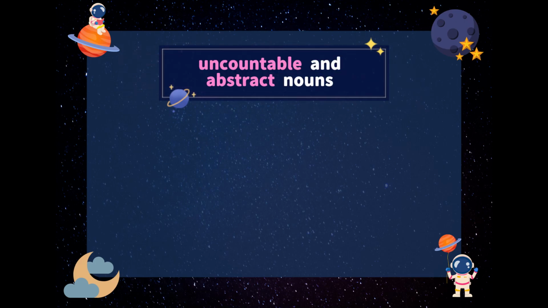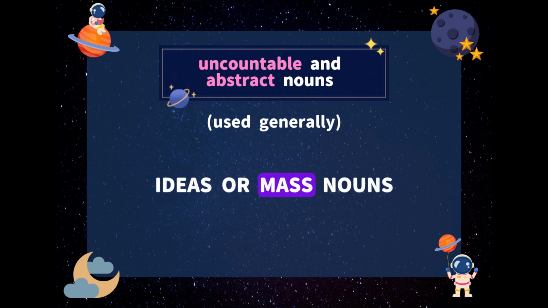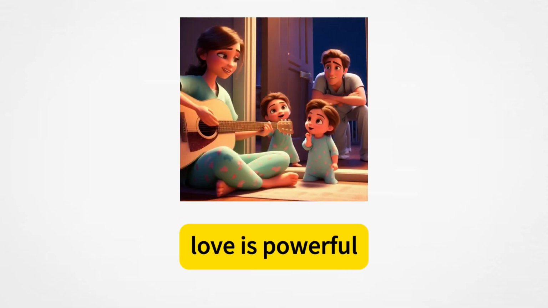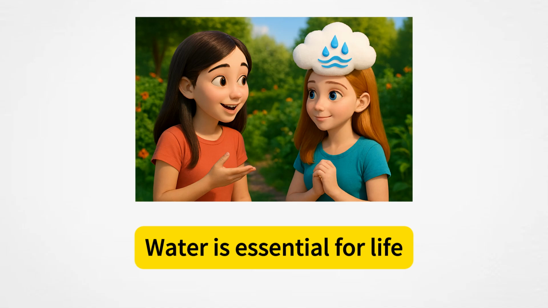Uncountable and abstract nouns, used generally. No article is used when these nouns refer to general ideas or mass nouns. Examples. Love is powerful. Information is key. Water is essential for life.